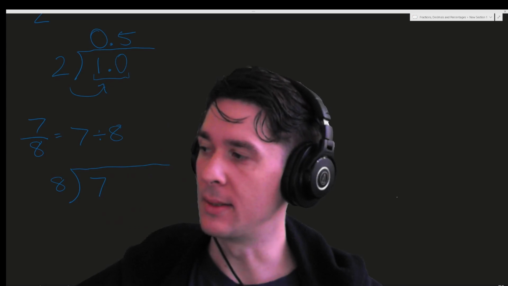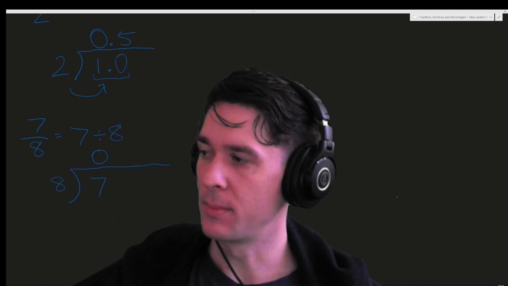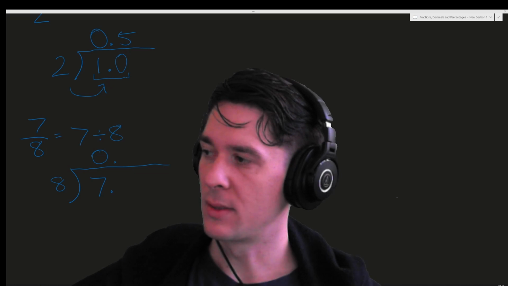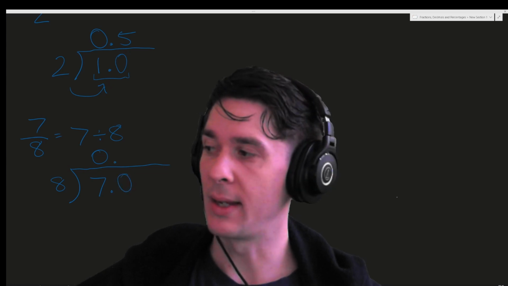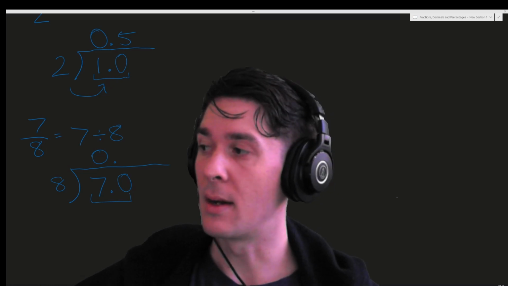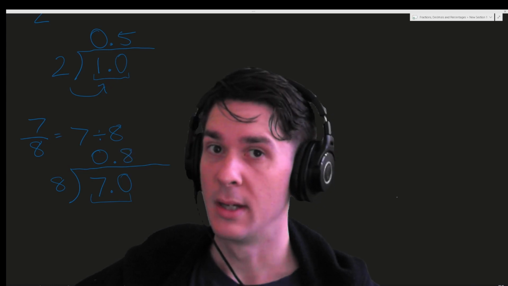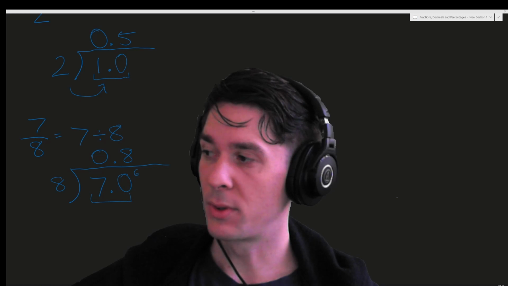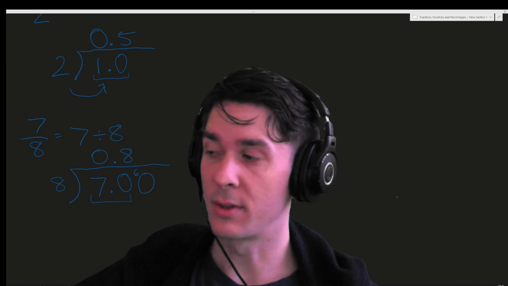So when we do 8 into 7, it goes 0 times. We put our decimal places and we add a 0 down here. Now we do 8 into 70. 8 goes into 70 8 times because it goes into 64. There's a remainder of 6, so we put the remainder here and we put another 0.